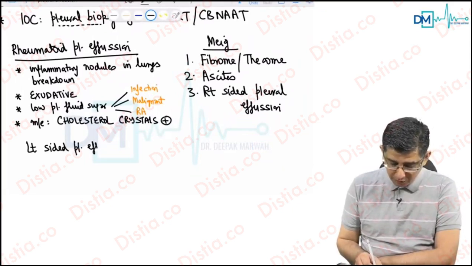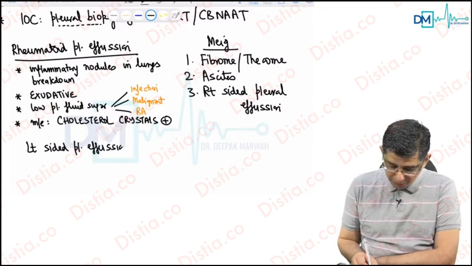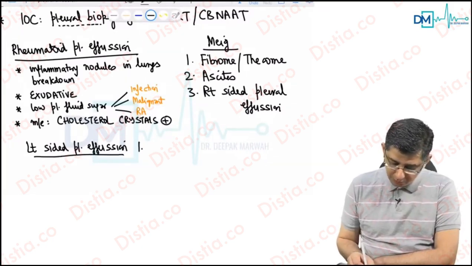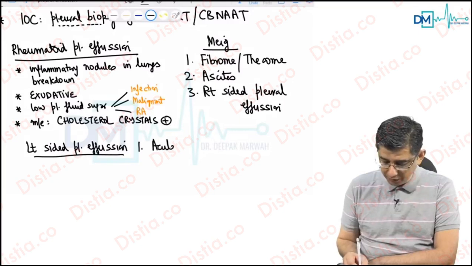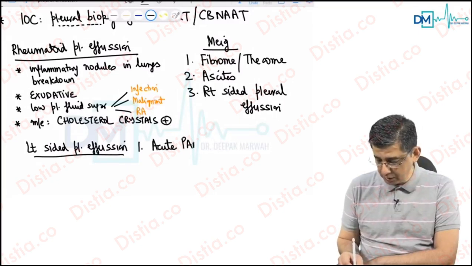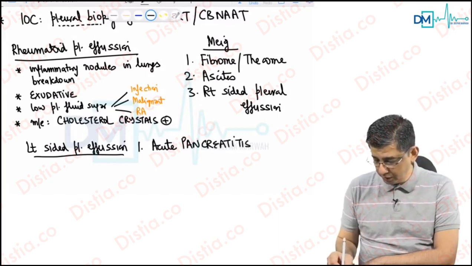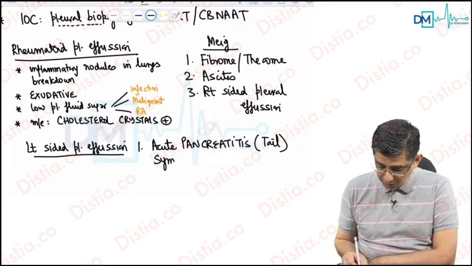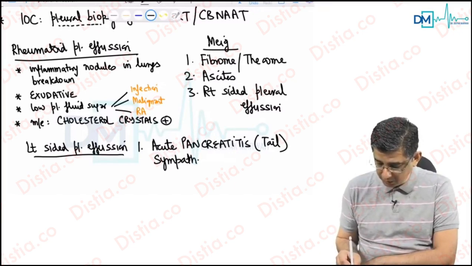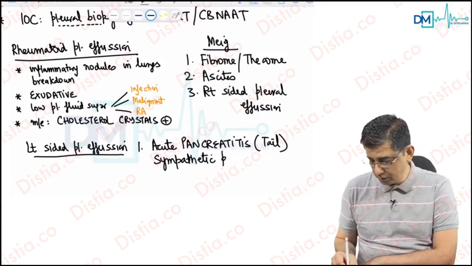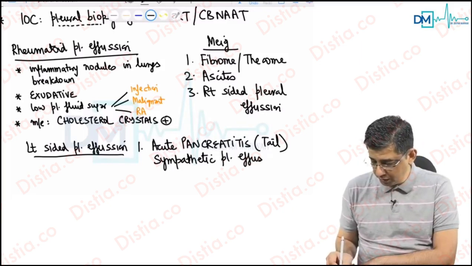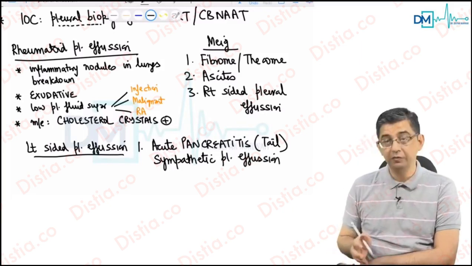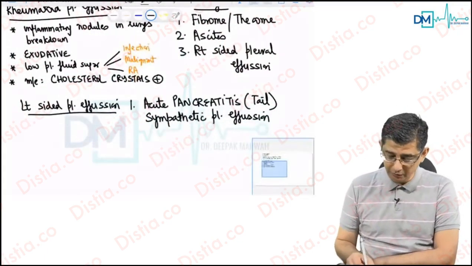Left-sided pleural effusion can usually be encountered after surgical aspects. One of them being obviously acute pancreatitis involving the tail of the pancreas, not the head or the body. Remember, I said acute pancreatitis involving the tail of the pancreas is associated with the left-sided effusion. The term that they will use to describe this would be sympathetic pleural effusion. This is mainly to highlight the association of a pleural effusion with pancreatitis.